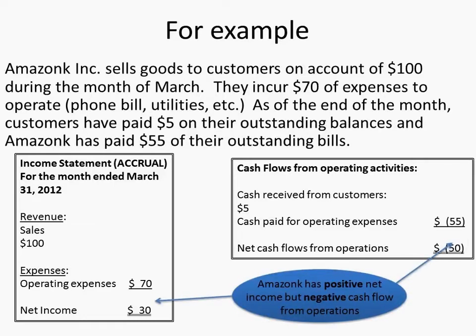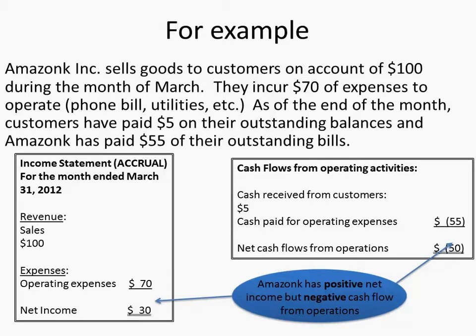Okay? So here, Amazon has positive net income, but they have negative cash flow from operations. If you were just looking at this, what do you see? They did really well. They exceeded their expenses. In a simple world, they did well. They made more money than they spent.